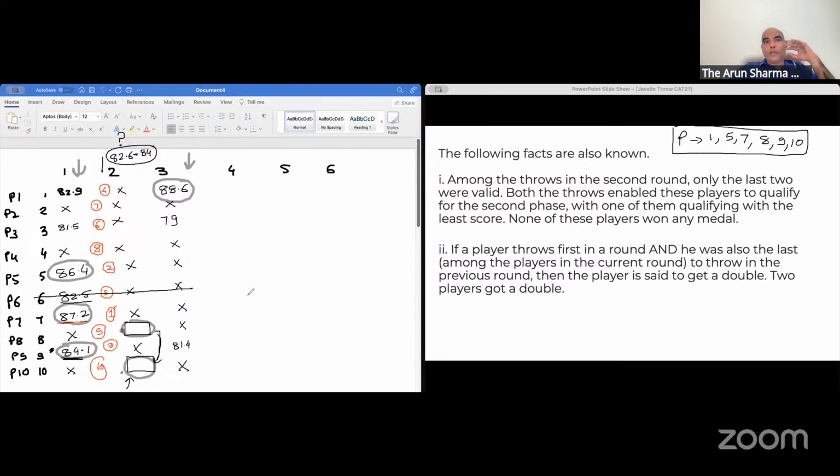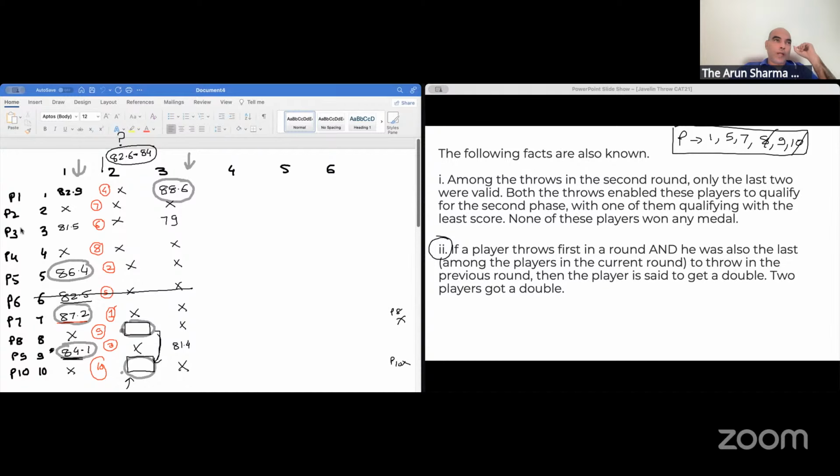But the key is that they did not win a medal. P8 did not win a medal. P10 did not win a medal. This is the key. So the medals will go only to three of these four people. So if a player throws first in the round, now this is the most critical clue, and this was the clue that confounded a lot of people.